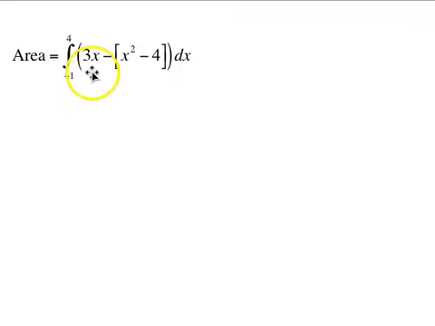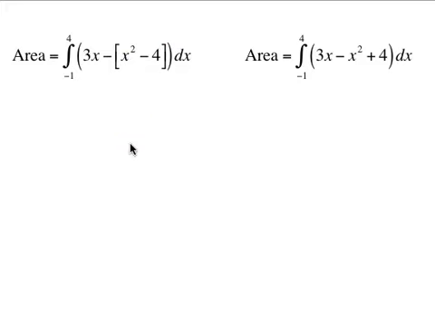Now be careful. 3x minus (x squared minus 4) requires us to distribute that negative sign. 3x minus x squared plus 4, minus -4 is plus 4. And then we want to find the antiderivative of each piece, evaluate from -1 to 4 and subtract.